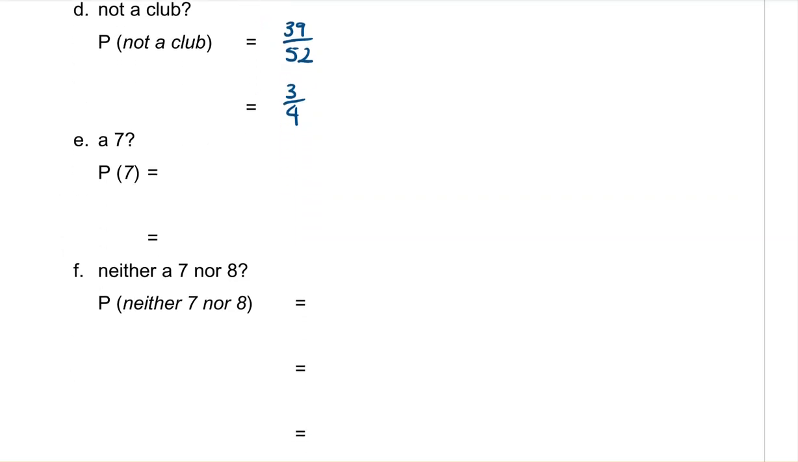Part E. I want the probability of a 7. So probability of 7, there is 4 7s out of 52 cards. I can divide top and bottom by 4, which gives a 1 out of 13. Remember that you can use your calculator to help you with the simplifying if you need to.